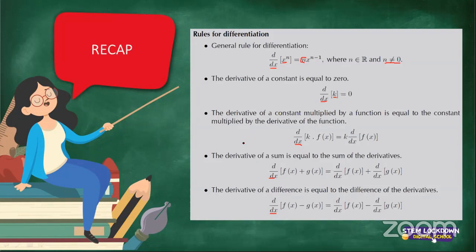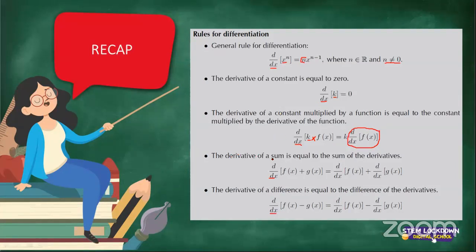Another thing you need to note is that if you differentiate a constant multiplied by a function, then you simply differentiate that function and then you multiply that with the constant. So if it's a function multiplied by a constant, you differentiate the function and then you multiply by the constant.